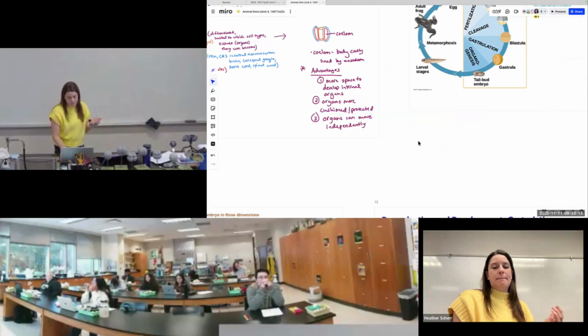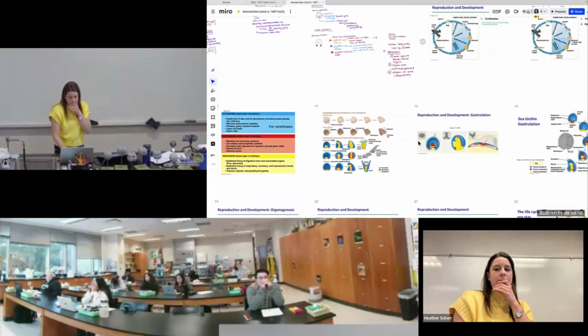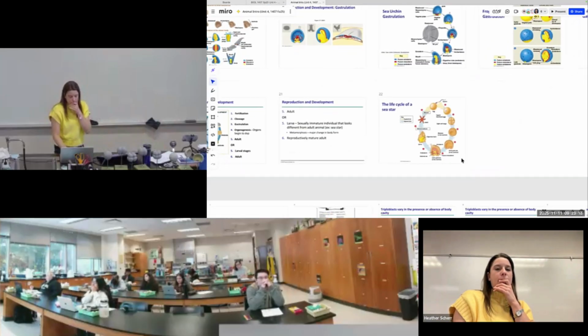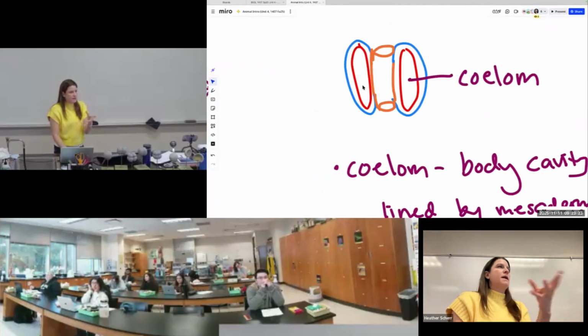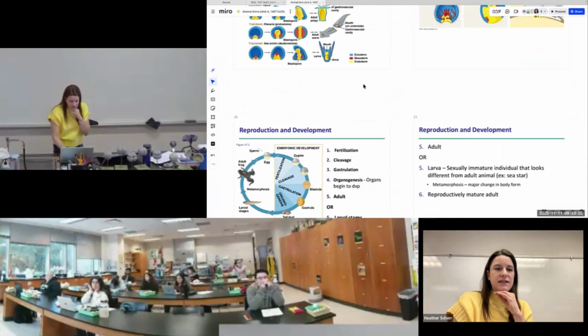At this point in the stage, would the organs be functional? Right now there would be no organs in there, pretty much, and then they start forming the organs during organogenesis.